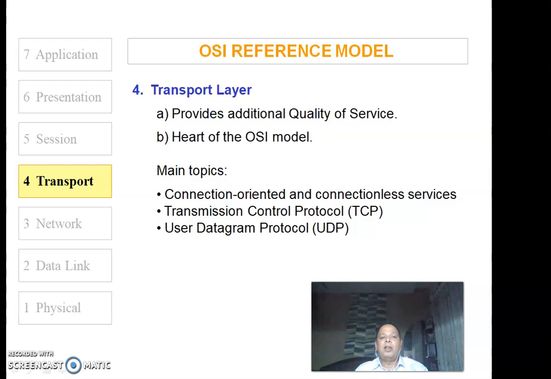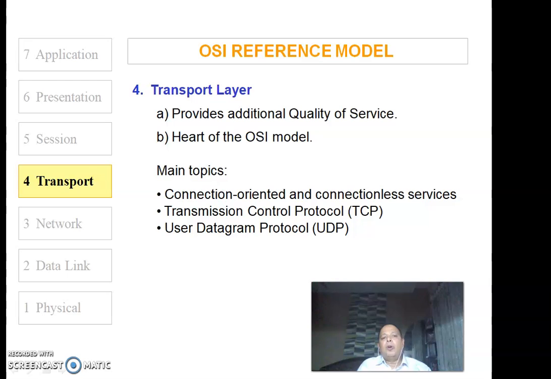And this particular layer is so important that it is regarded as the heart of the OSI model. So you can imagine that the entire functioning of the OSI model depends on the functioning of the transport layer. Here the main issues which are important are whether it's going to be a connection oriented network or connectionless services. Both the services are there. We'll be discussing more on this in the next chapter.